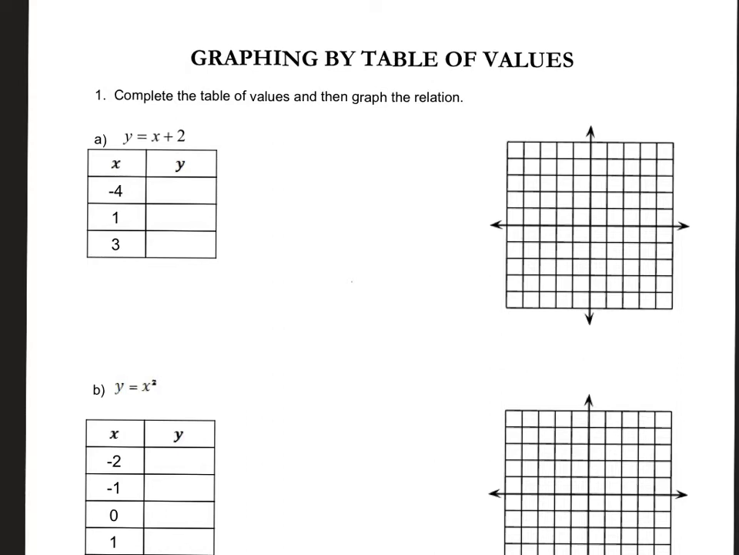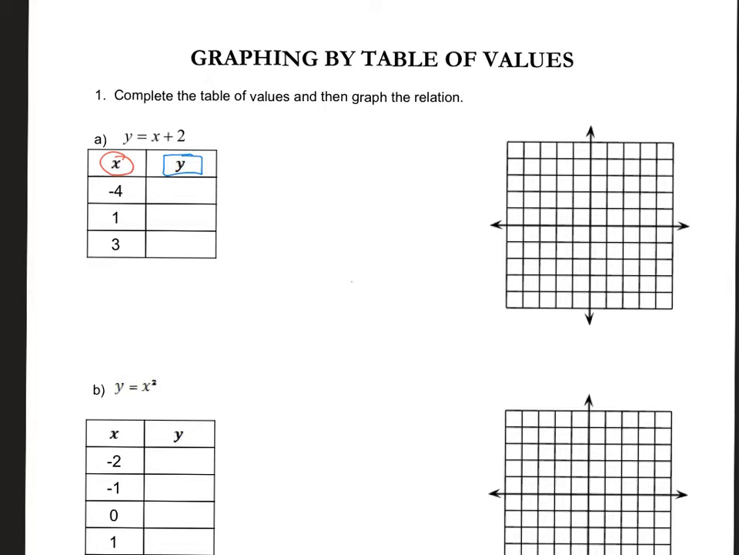Okay, let's begin. I want everybody to take a look at the instruction, which is complete the table of values and then graph the relation. So what you'll notice is you've been given the equation to a relation, y equals x plus 2, and now you've been asked to complete the table of values. Notice that you have two columns. The first column represents the x value. Notice that we've given you three x values, -4, 1, and 3. And so what we're missing then is the y value. So your job is to come up with the y value that matches each of those x values.